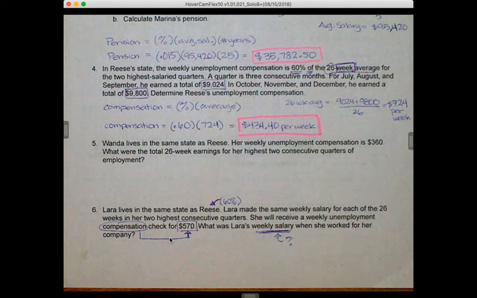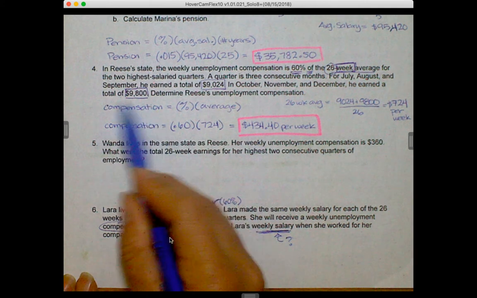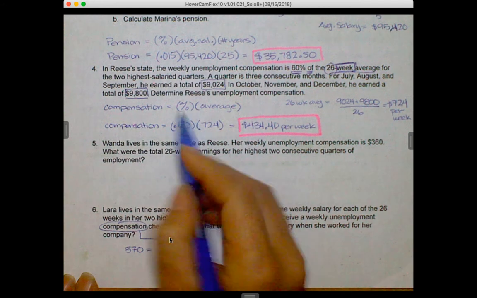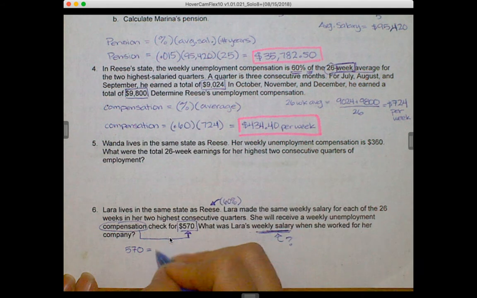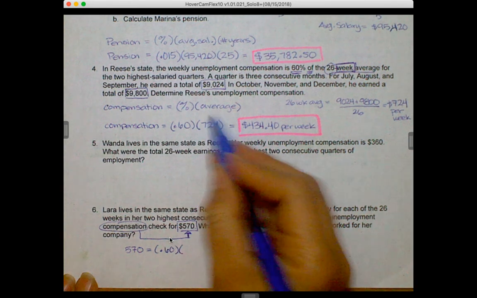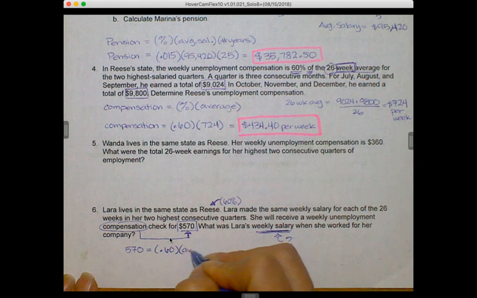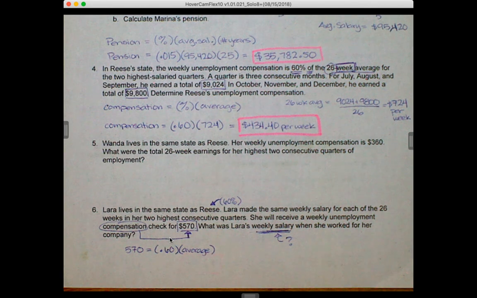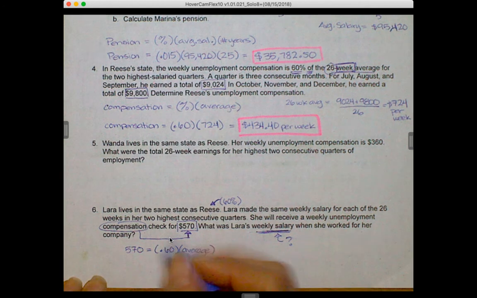So let's plug in what we know to find what we don't know. We know her compensation, it's $570. That's going to go here. That's going to equal the percent. We're going to write the percent as a decimal, times the average salary. Remember, this is an average weekly salary. Now we're going to go ahead and solve.